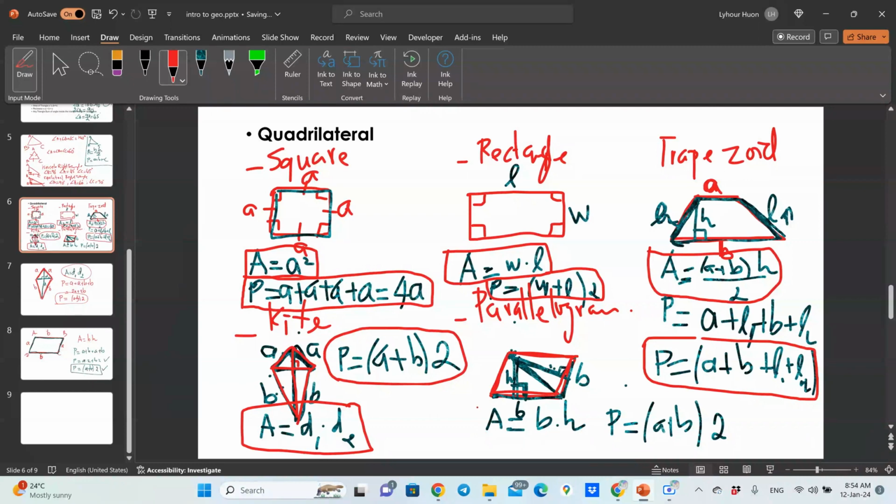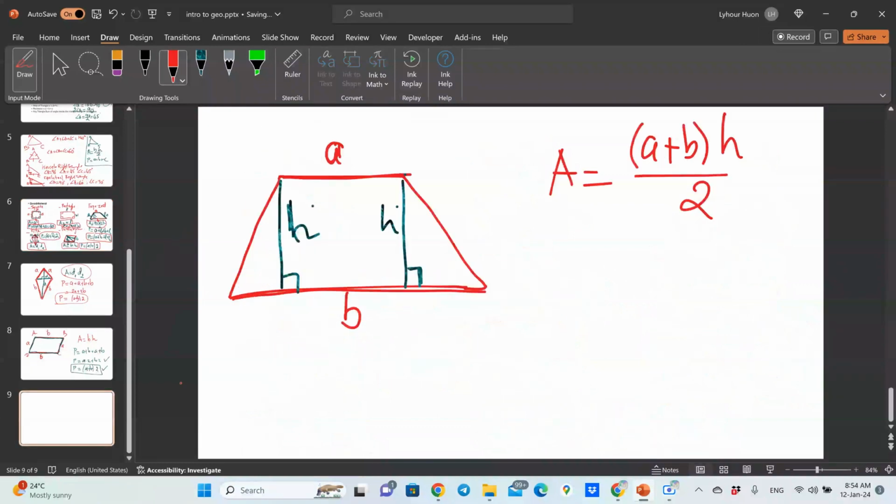Parallelogram: area equals base times height. The perimeter is not area, it is A plus B times 2. Okay, last one, the area of a trapezoid is A plus B times H divided by 2.